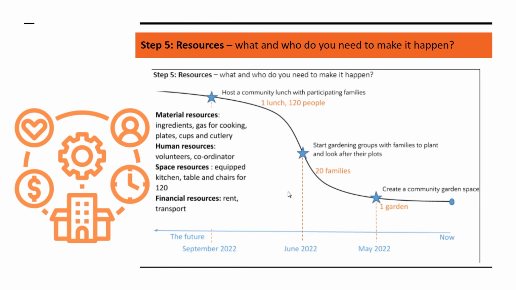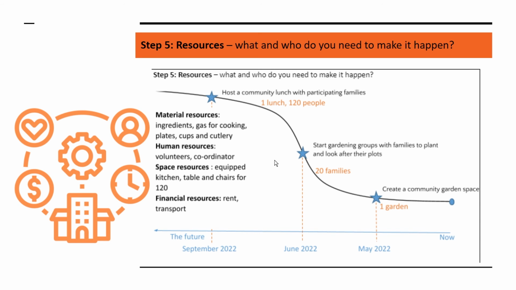For example, if we look at the activity to host a community lunch with participating families from the example in activity 1, the resources will be 1, material resources, ingredients, gas for cooking, plates, cups, and cutlery. 2, human resources, volunteers, and the coordinator. 3, space resources, equipped kitchen, table and chairs for 120 people. And finally, financial resources, space rental and transport.